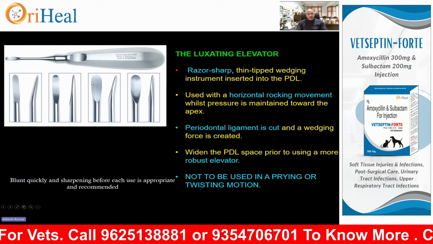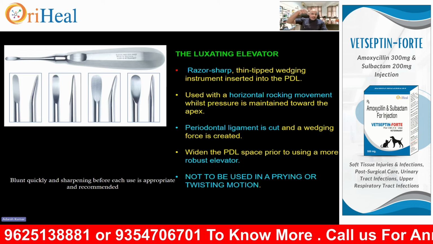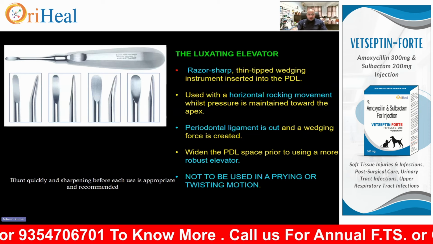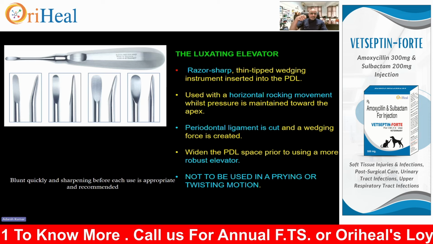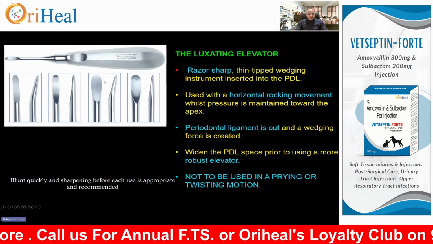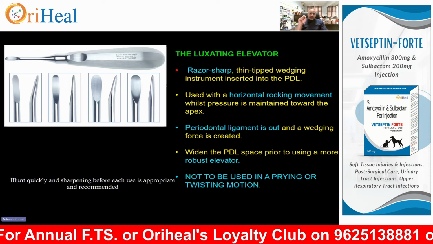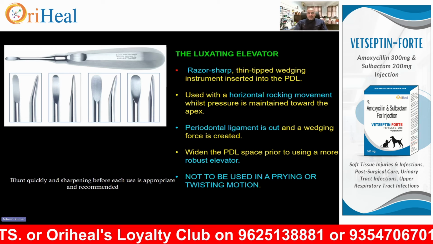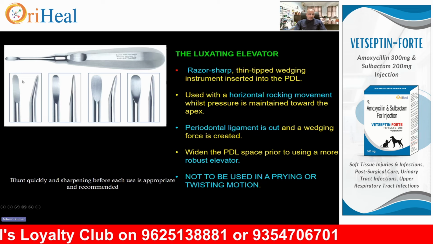They are almost razor sharp and very thin tipped, so that they can be inserted into the periodontal ligament, and with a horizontal rocking movement and pressure towards the apex, you break the fibers of the PDL. So once the PDL is cut, they get a space to go further. That means it widens the space by cutting the PDL so that you can insert the luxator. Okay, but they get blunt very easily, so they should be sharpened with sharpening stones.